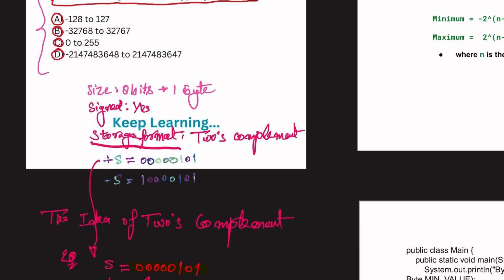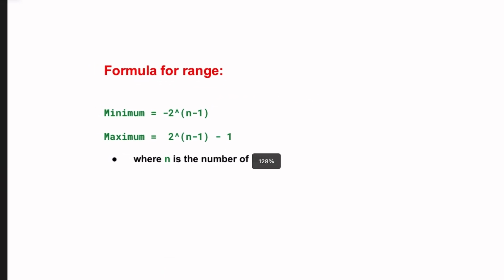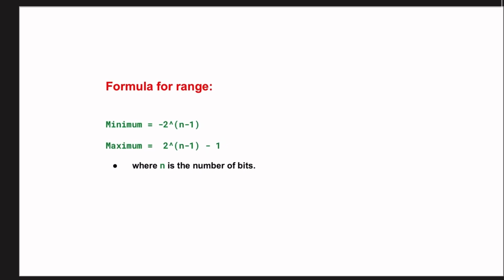Storage format is 2's complement. Let me summarize. 2's complement is a method of representing signed integers in binary where negative numbers are stored as the binary complement of their absolute value plus 1. For calculating the range, we have the formula. For minimum, we have minus 2 power n minus 1, and for maximum, we have 2 power n minus 1, minus 1, where n is the number of bits.